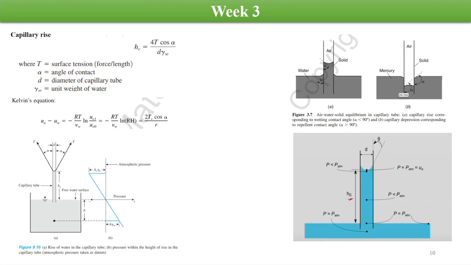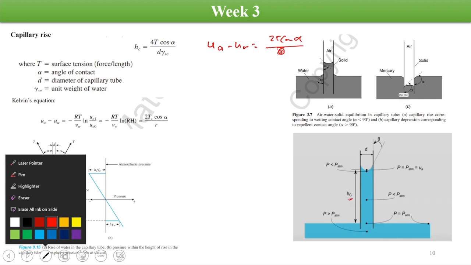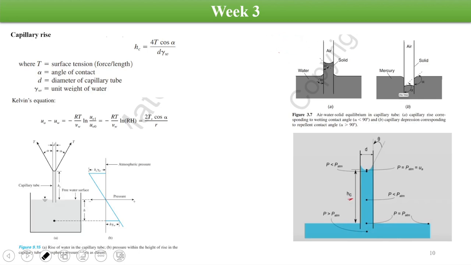Okay, so we are going to study the next concept related to surface tension. That's going to be the capillary rise. So the formula, as we remember, for ua minus uw is 2T cos alpha upon R. And if we see here, the formula of the capillary rise in terms of the height of the water in the capillary tube is going to be hc equal to 4T cos alpha upon small d gamma w. The small d is the diameter of the capillary tube, right? Diameter of the capillary tube.